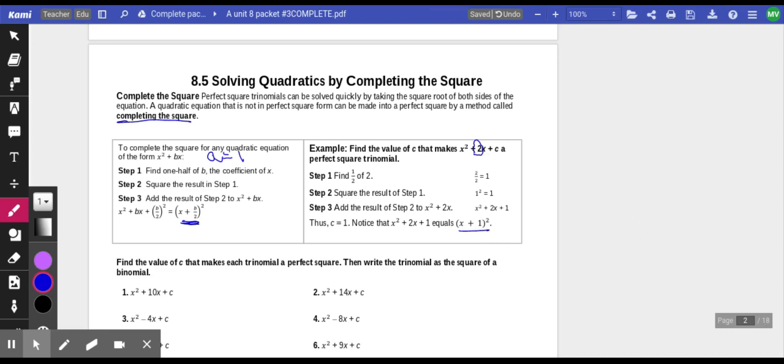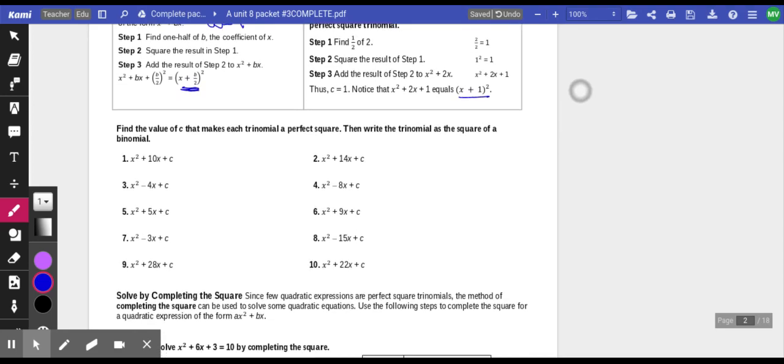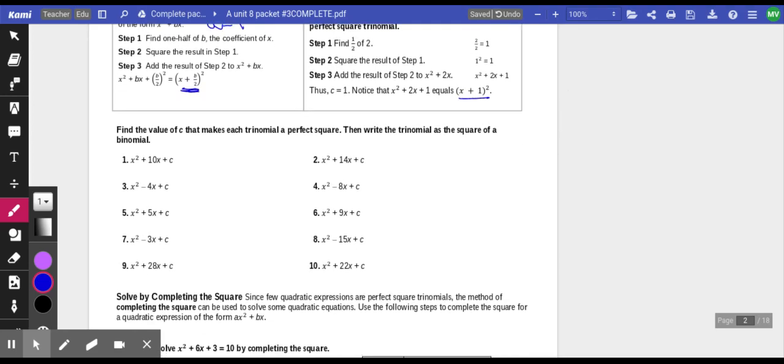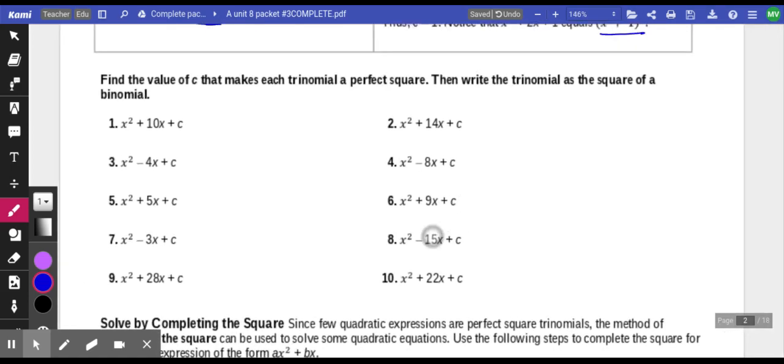So let's practice finding c. We're going to find the value of c that makes each trinomial a perfect square. Then we're going to write the trinomial as the square of the binomial. The first thing we're going to do is check. These all have a equals 1, so we don't need to worry about that.